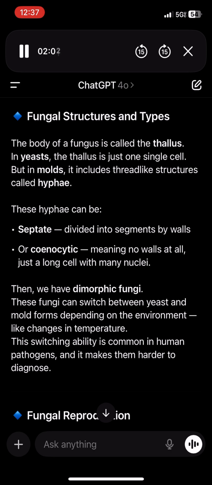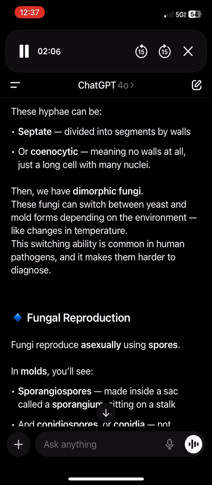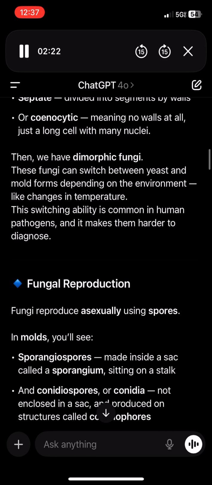These hyphae can be septate, divided into segments by walls, or choanocytic, meaning no walls at all, just a long cell with many nuclei. Then we have dimorphic fungi. These fungi can switch between yeast and mold forms depending on the environment, like changes in temperature. This switching ability is common in human pathogens, and it makes them harder to diagnose.